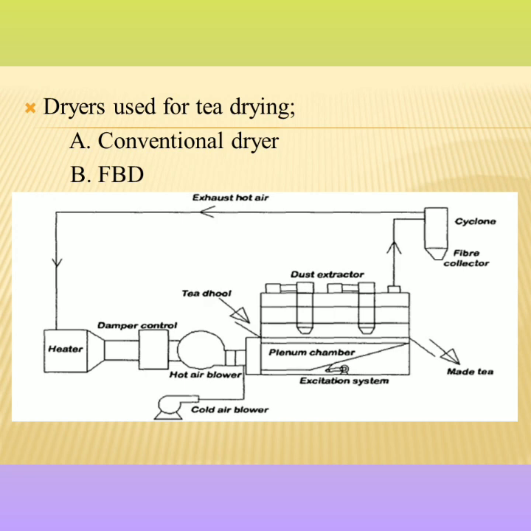There is the heater and the hot air blower from outside, and the tea dhool, which shows the input of the tea. Then the plenum chamber, where the hot steam is passing through. We will see two dust extractors, which just remove the dust from the tea, and a cyclone separator. The cyclone separator is for small particles, so that they need not travel throughout the bed, otherwise they will get burned. And finally, you will get the made tea.